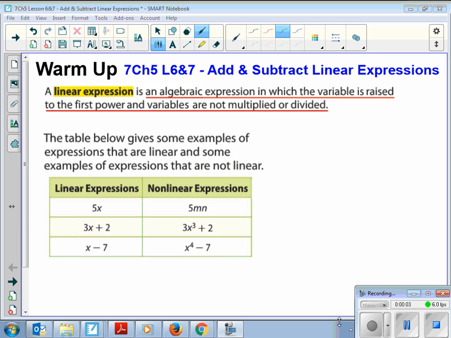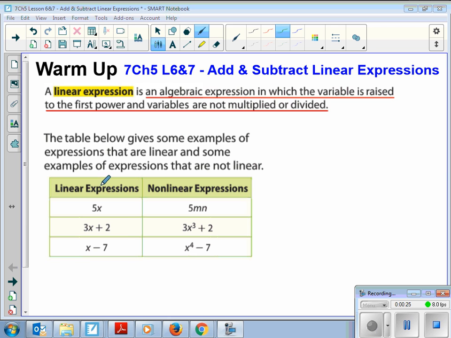All right, so today we are talking about Chapter 5, and we're doing Lessons 6 and 7, which is add and subtract linear expressions. Now, a linear expression is an algebraic expression in which the variable is raised to the first power, and the variables are not multiplied or divided.